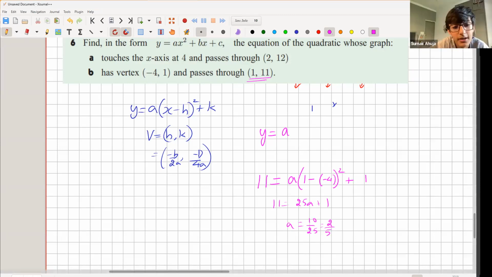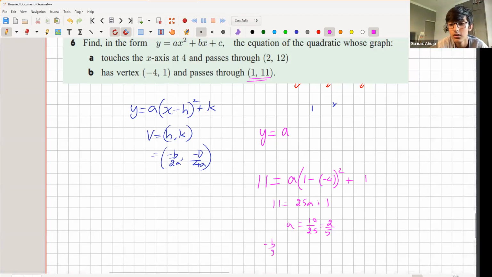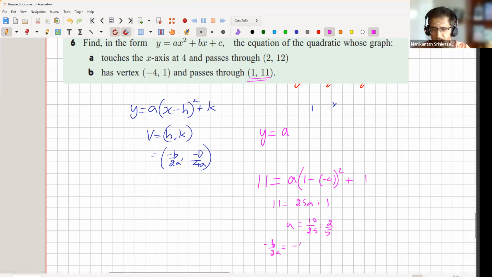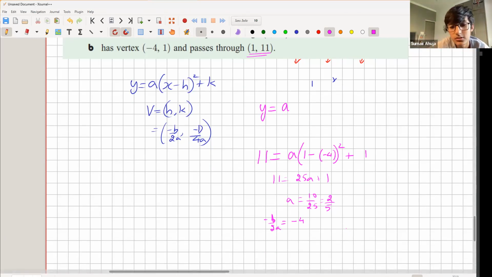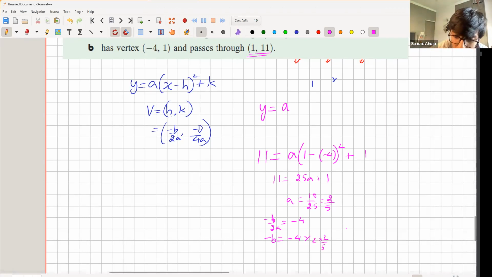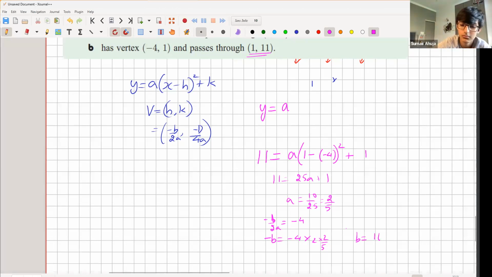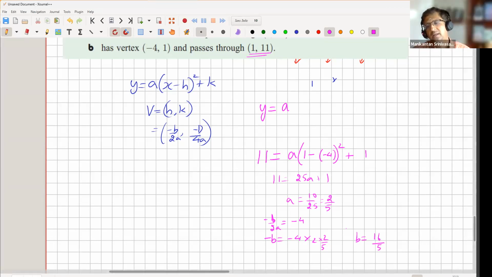And now once you know a, you know minus b by 2a, which is the x coordinate of the vertex, is equal to minus 4. And you know what a is, 2 by 5, so it's 4 by 5 minus b by 4 by 5 is equal to... Okay, therefore b is minus 16 by 5 or something, right? Isn't this minus 16 by 5? No, the two minuses get cancelled. Oh yeah, okay.